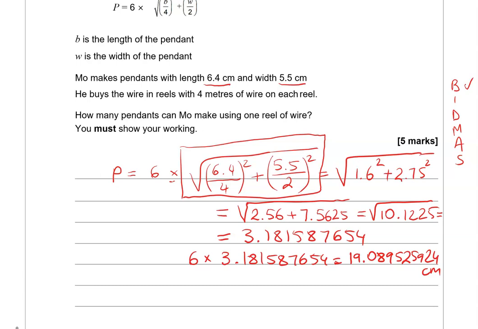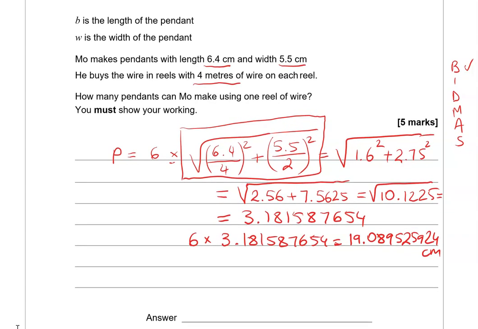Now we're going to work out how many pendants can Mo make using 1 reel of wire, which is 4 meters long. So we've got to convert the meters into centimeters. There are 100 centimeters in a meter, so that makes it 400 centimeters. So 400 divided by 19.089525924 gives us 20.9538990959.